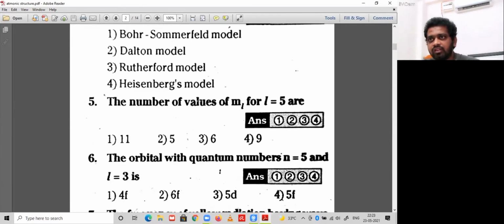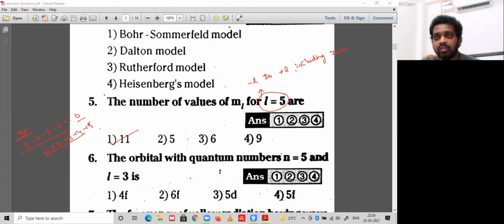Next question. Fifth one: the number of values of ml for l equal to 5. The ml values run from minus l to plus l, including 0. So the l value here in the question is 5. So ml values are minus 5, minus 4, minus 3, minus 2, minus 1, 0, plus 1, plus 2, plus 3, plus 4, plus 5. That is 5, 5, 10 plus 1. Total 11 ml values are there.